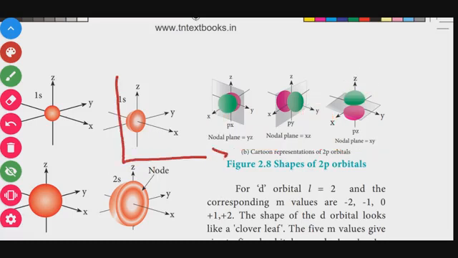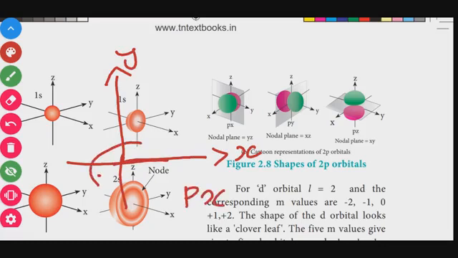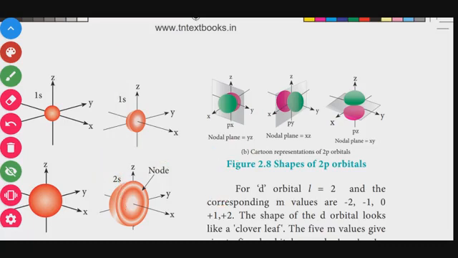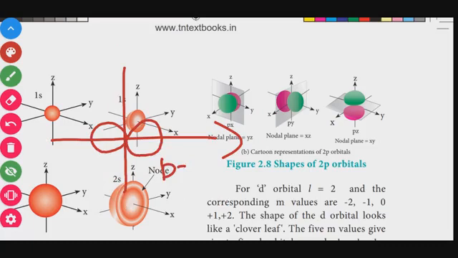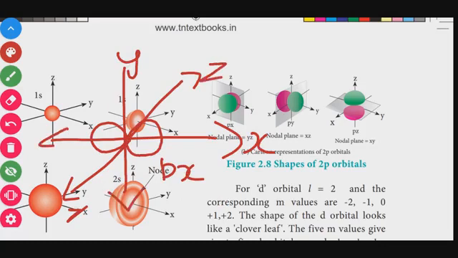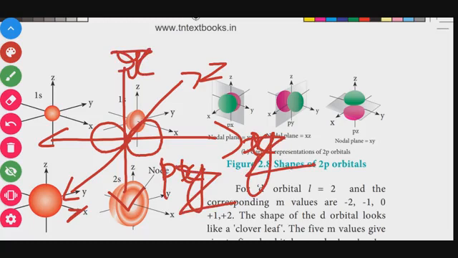Just put an x axis or y axis. If you want to draw px, just draw a lobe along the x axis. Yeah, this is your px. Put x and y here, and z here. So this is your px orbital. If you need py, put y here, and here it will be py, and put the x axis here instead. For pz, put the z axis here, that's it, or else you can change.